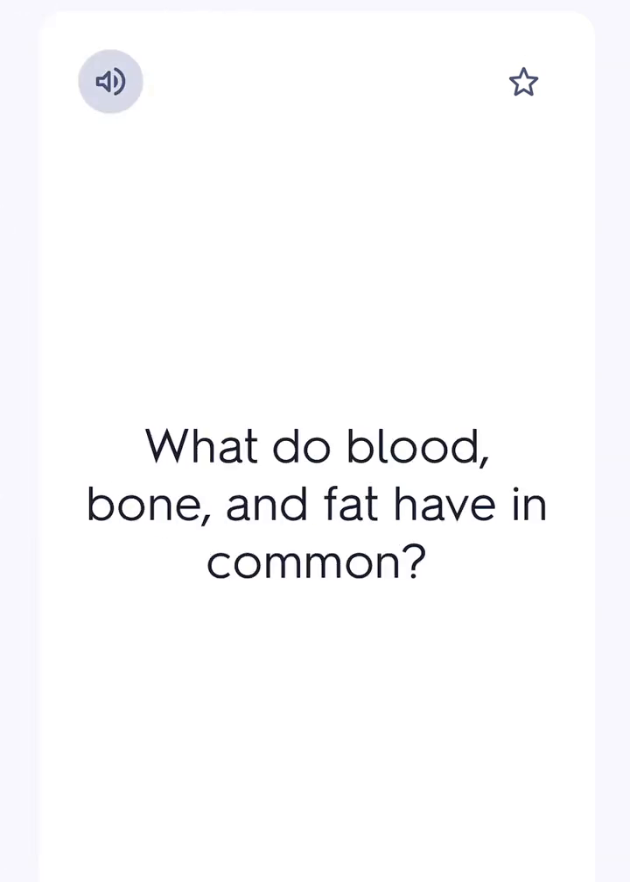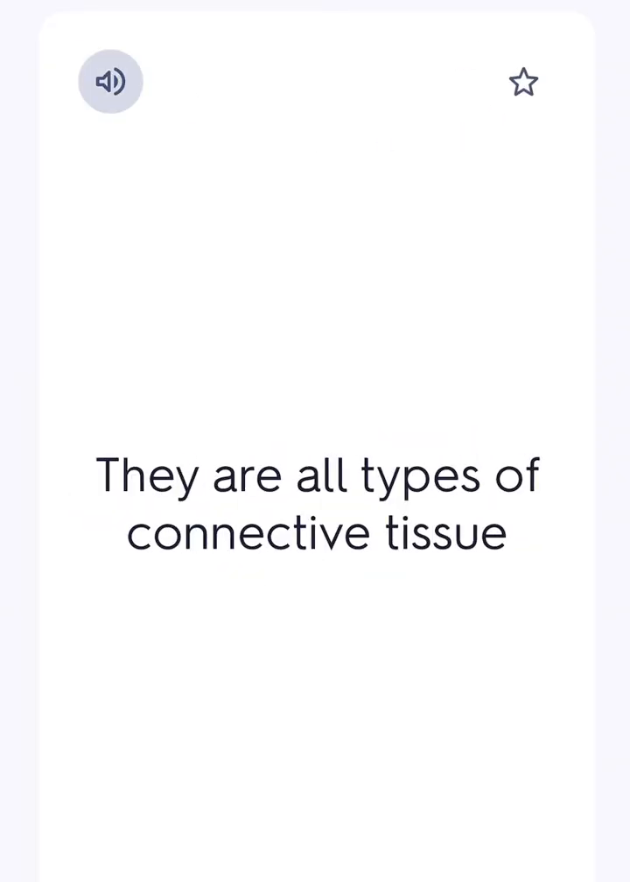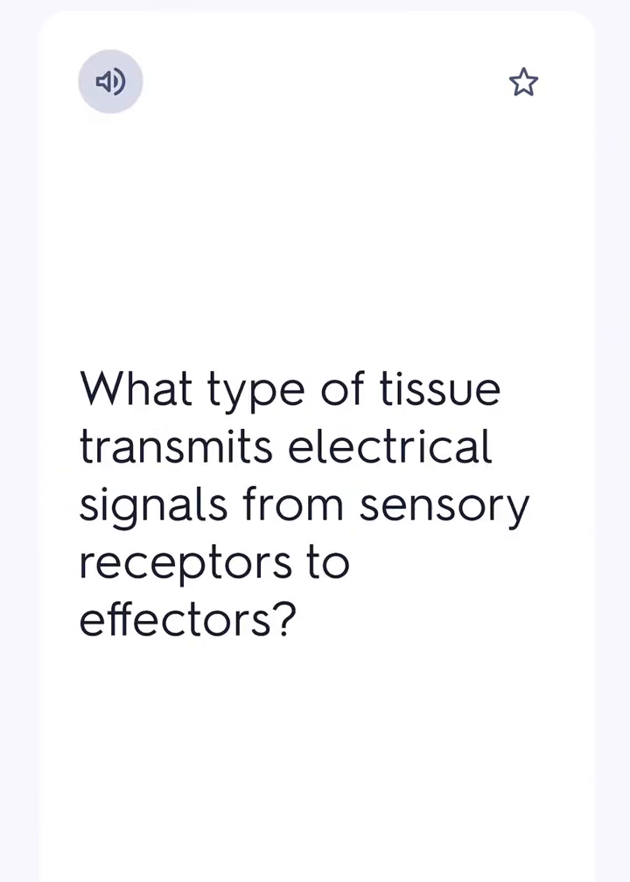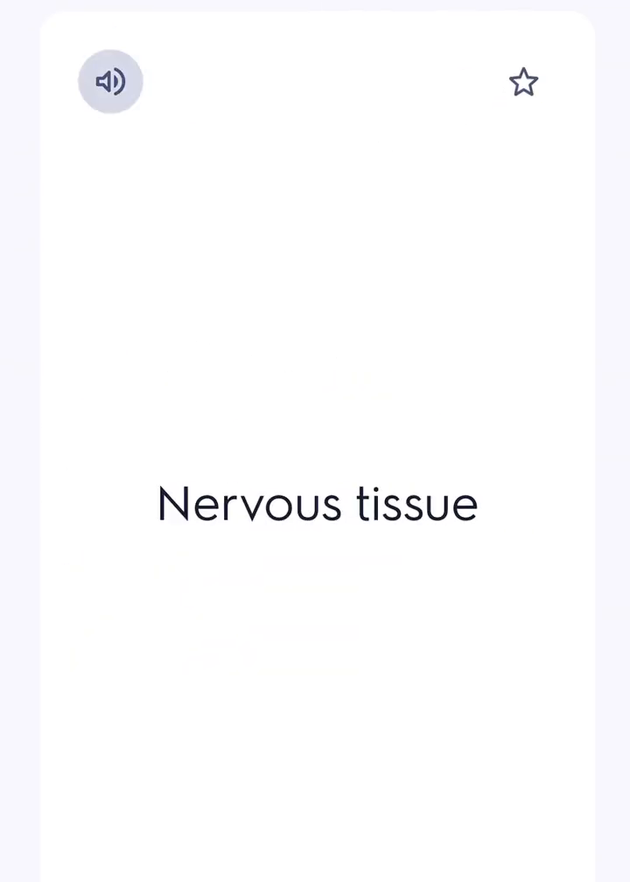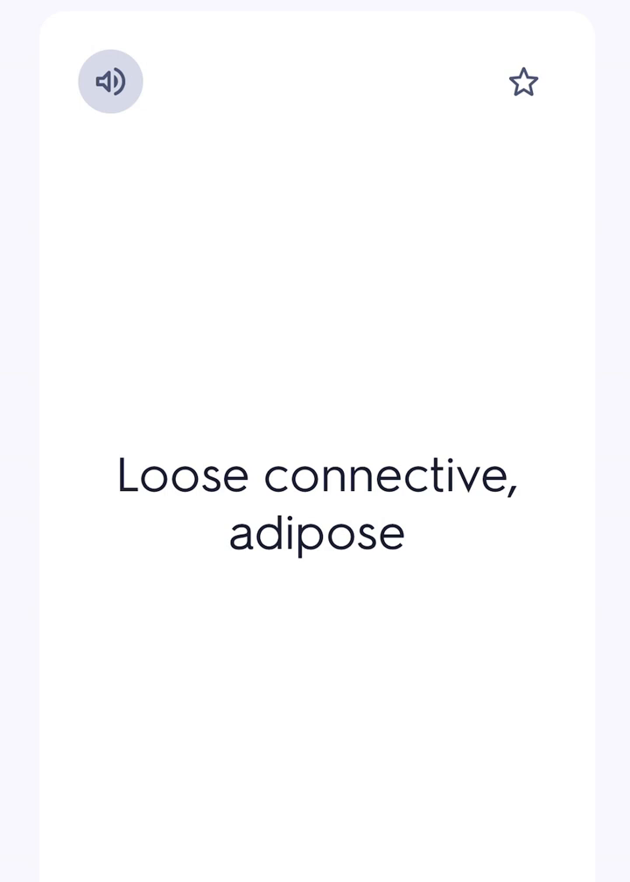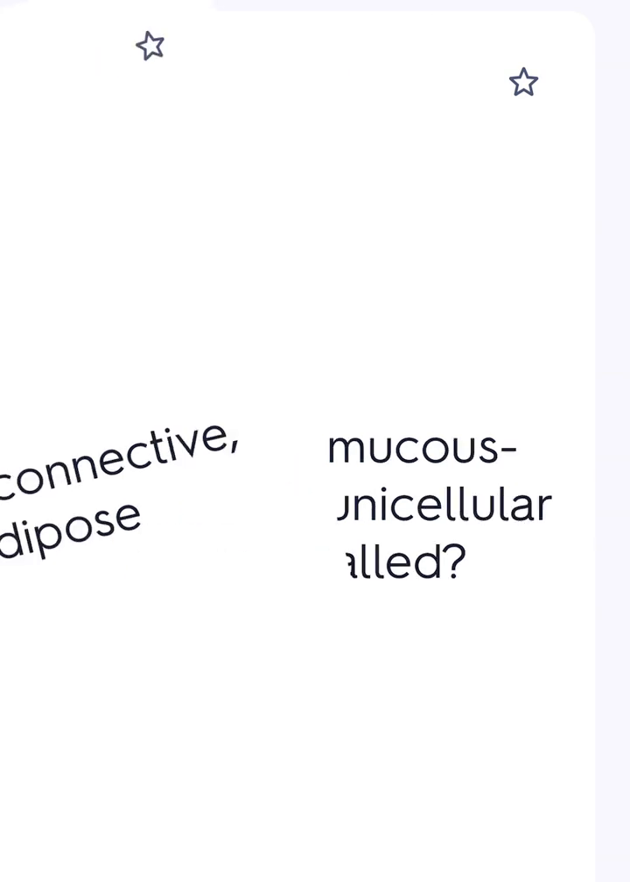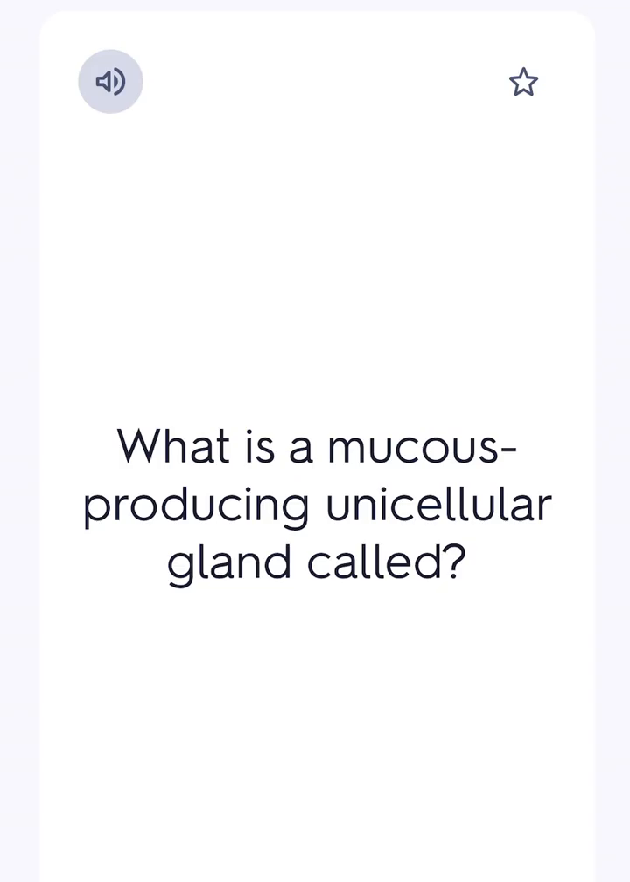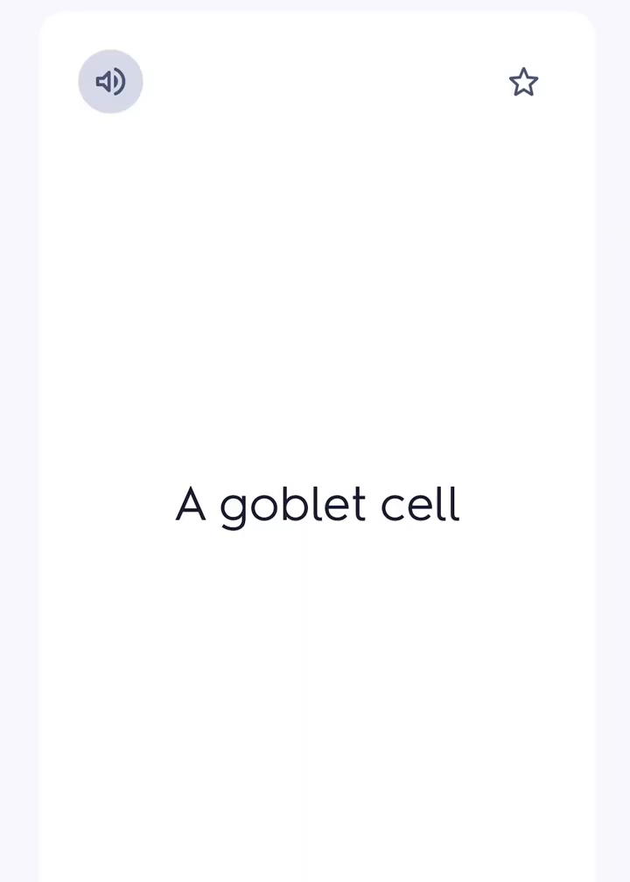What do blood, bone, and fat have in common? They are all types of connective tissue. What type of tissue transmits electrical signals from sensory receptors to effectors? Nervous tissue. What type of connective tissue provides insulation for the body? Loose connective, adipose. What is a mucus-producing unicellular gland called? A goblet cell.